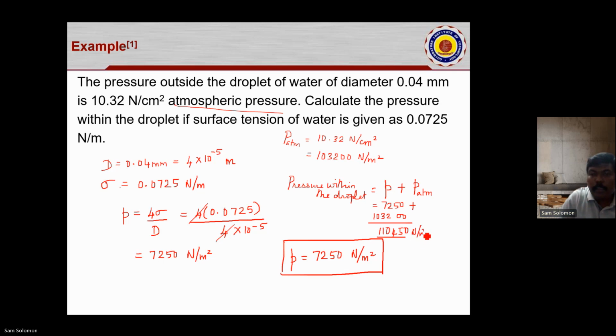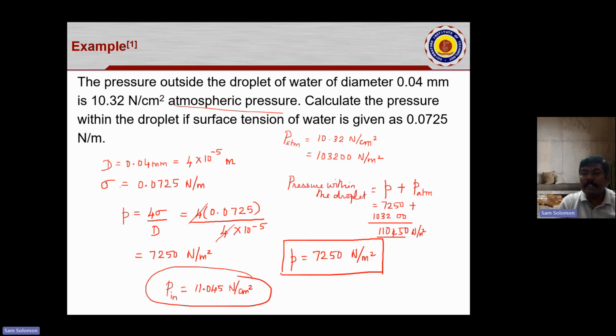So that makes this 110450 Newton per meter squared. Or if you need to write this in terms of Newton per centimeter squared, it should be 11.045 Newton per centimeter squared, or it can be written as 110450 Newton per meter squared. Since they have specifically asked for the pressure inside the droplet, it has to be added with reference to your atmospheric pressure.